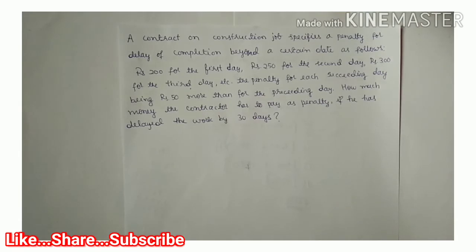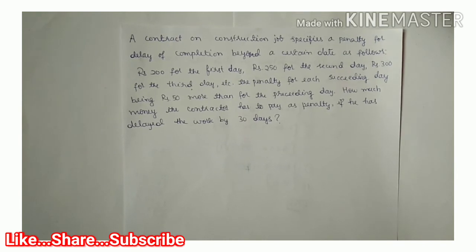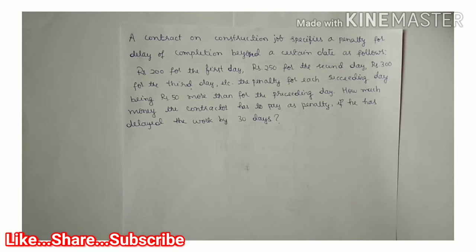Let us consider next example. A contract on construction job specifies a penalty for delay of completion beyond a certain date as follows: rupees 200 for the first day, rupees 250 for the second day, rupees 300 for the third day, etc. The penalty for each succeeding day being rupees 50 more than for the preceding day. How much money the contractor has to pay as penalty if he has delayed the work by 30 days? Let us solve.